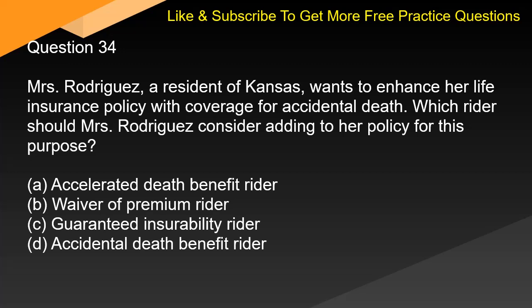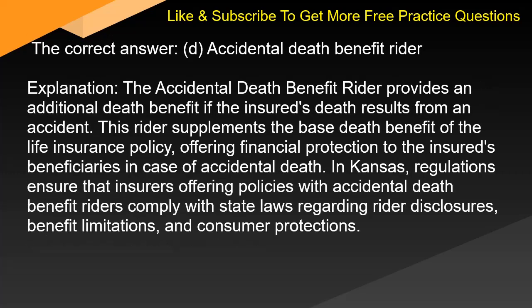A. Accelerated death benefit rider. B. Waiver of premium rider. C. Guaranteed insurability rider. D. Accidental death benefit rider. The correct answer, D. Accidental death benefit rider. Explanation. The accidental death benefit rider provides an additional death benefit if the insured's death results from an accident.